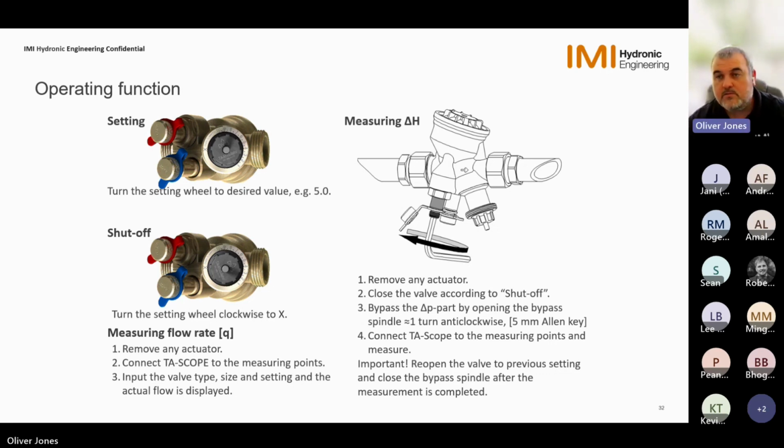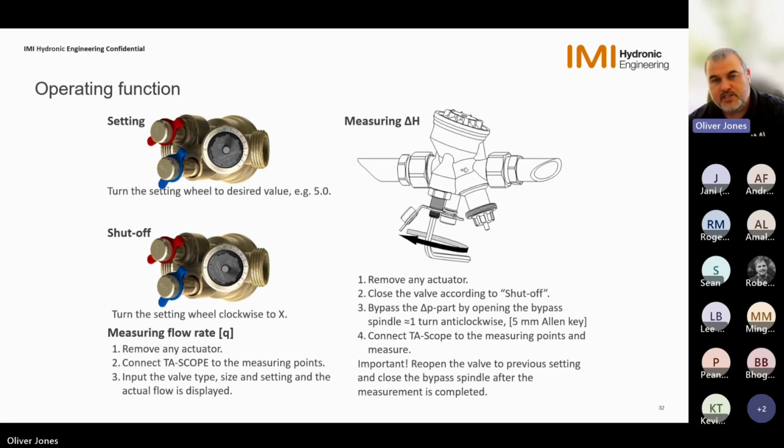For measuring flow rate, if you're setting mechanically, typically we want to remove the actuator so we can allow the maximum position. So we've got no inference from the BMS. We connect our TA scope, which is our DP measuring tool, and we input on the scope the valve, what size it is, what the setting is, and then we take a DP measurement across that valve, and that allows the flow to be displayed. We also put the flow in, so it will give you a percentage of where you are in the system, how much flow you're actually achieving compared to your perfect design flow.